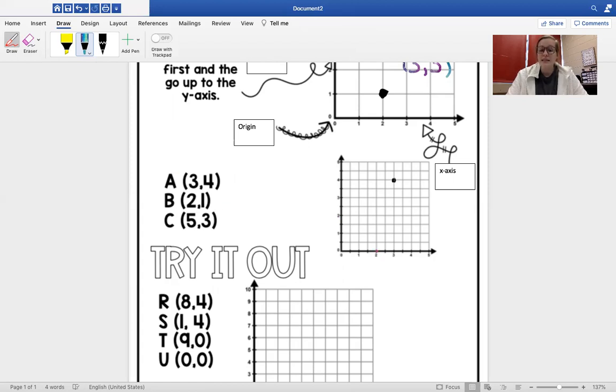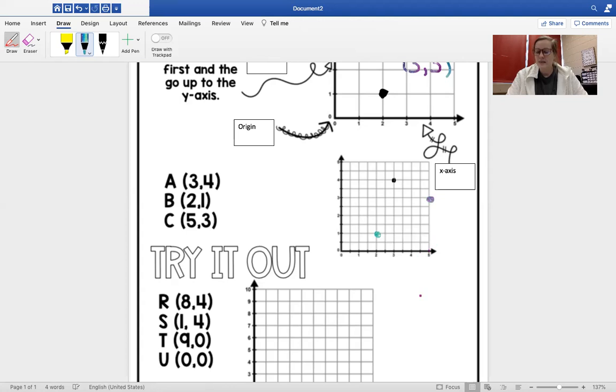And then 1 is my y coordinate, so I go up 1 and plot my point at 2, 1. Great job. Now C, how many spaces to the right do I need to go? 5. So I'm going to find that 5. And then how many spaces do I need to move up? 3. Great job. So I'm going to plot that point at 5, 3.